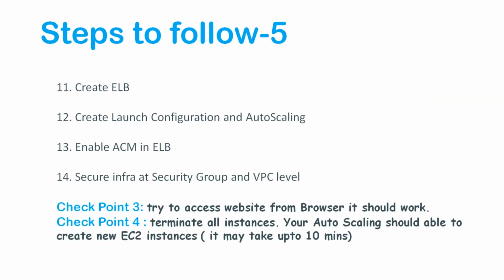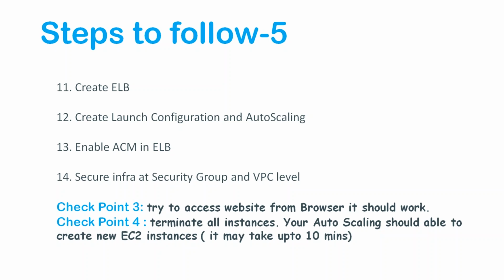Next one would be we are creating an ELB so that all the backend instances can be attached to the ELB, and we are going to create launch configuration and auto scaling to scale up depending upon the load on your website. And we are going to enable ACM. This is a part of security so that you can access your website on 443 instead of 80.